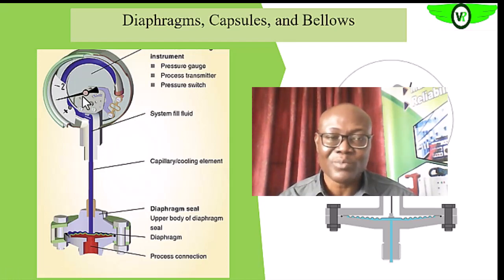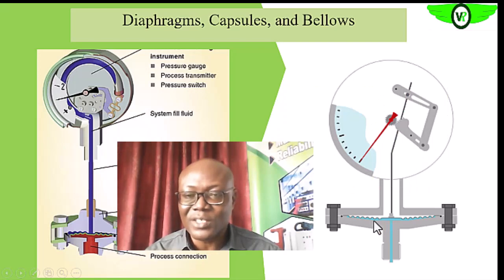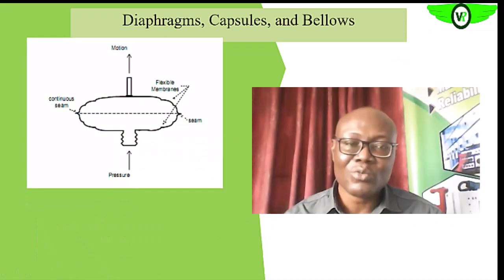But instead of the process fluid directly affecting the stretching, it is this element, okay, that got its movement from the diaphragm. So if it stretches, it moves up. Once it's collapsing, it moves down. That is what we are seeing here, okay. So as the pressure is increasing, it stretches, moves up, okay. As the pressure is reducing, it collapses, moves down, and then that will affect the movement of the spindle on the gauge. So we also have the capsule.